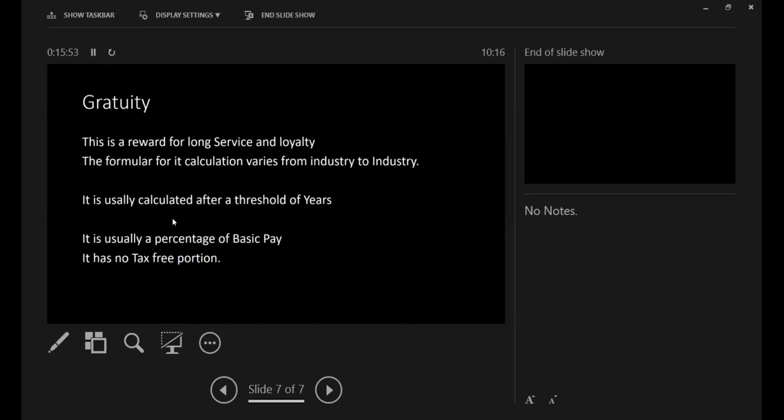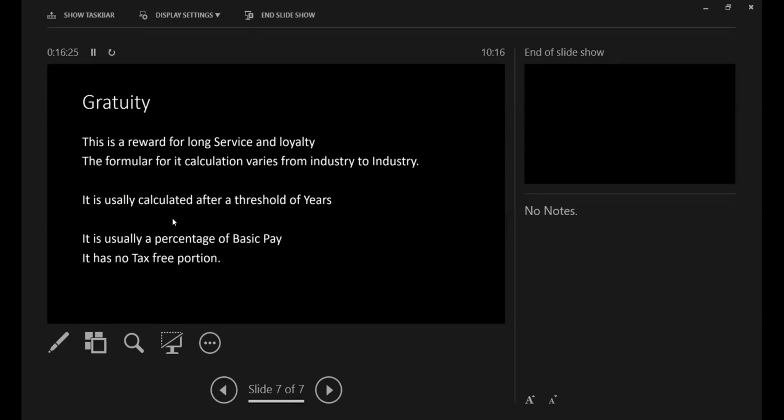And therefore, it is also usually a percentage of the basic salary. It can be 5%, it can be 10%, depending on your CBA, depending on the industry, and depending also on the number of years of service, because some CBAs increment the percentage based on the number of years that the employee has served within the organization. Now, it is very important to note that a gratuity does not have a tax-free portion, because people confuse a gratuity with a retrenchment package.